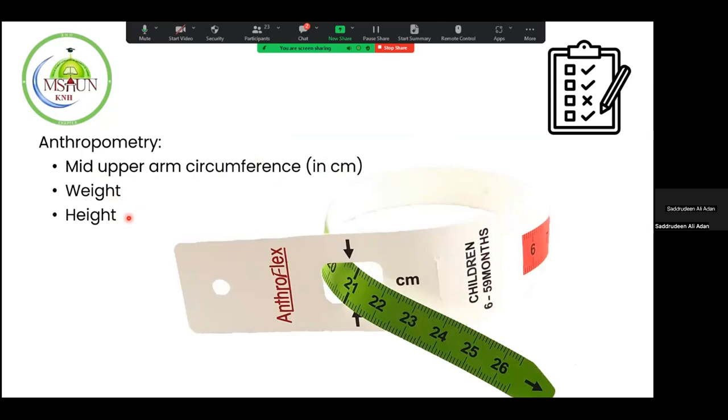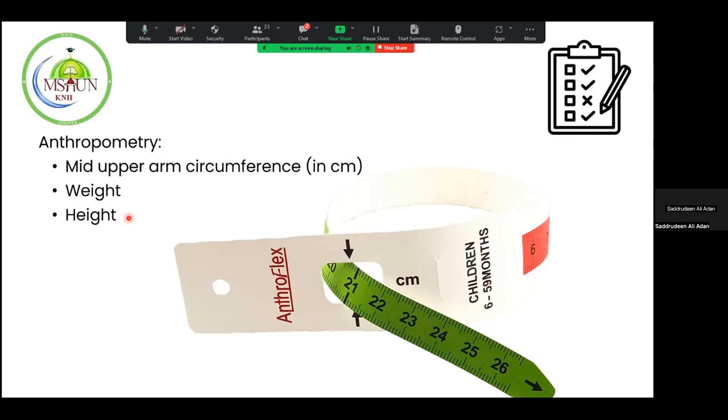We always use an infantometer. You just put the baby on a wooden board, and it's only the leg piece that moves. The head is at one end of the board, and the leg piece moves. That's the infantometer.